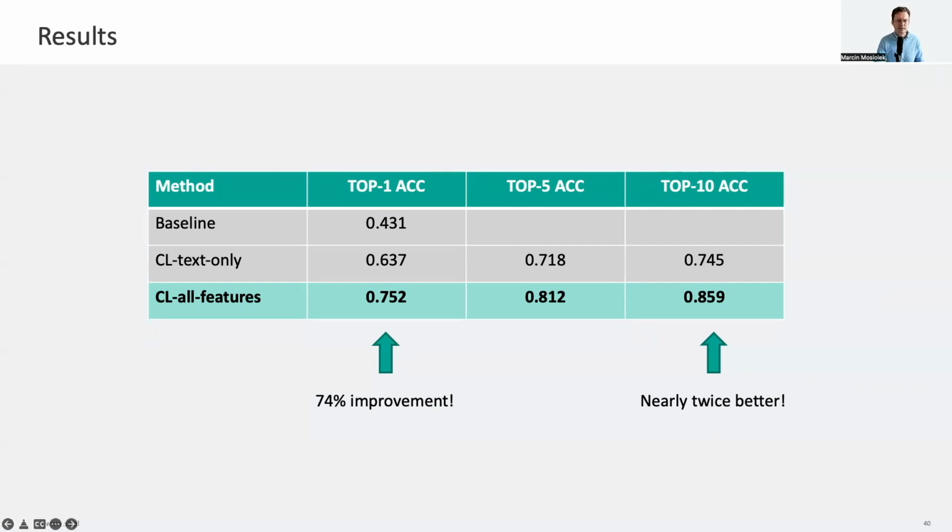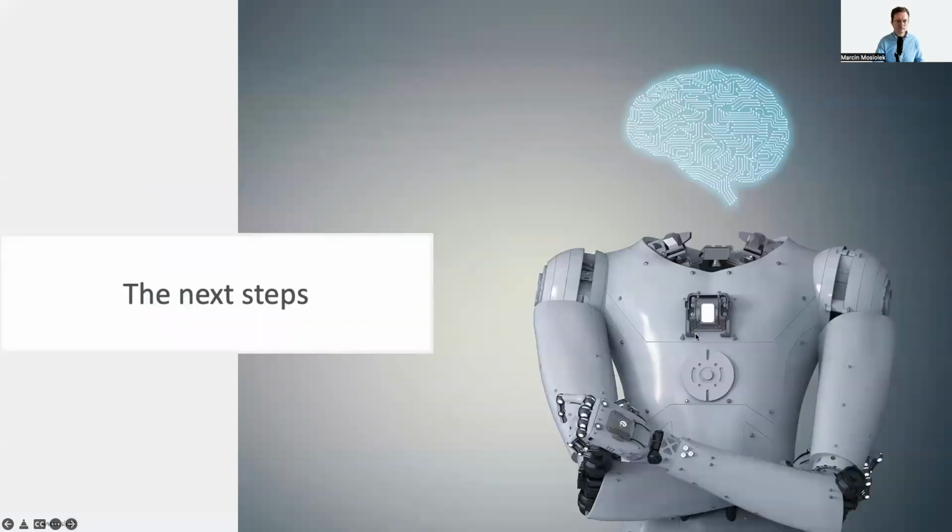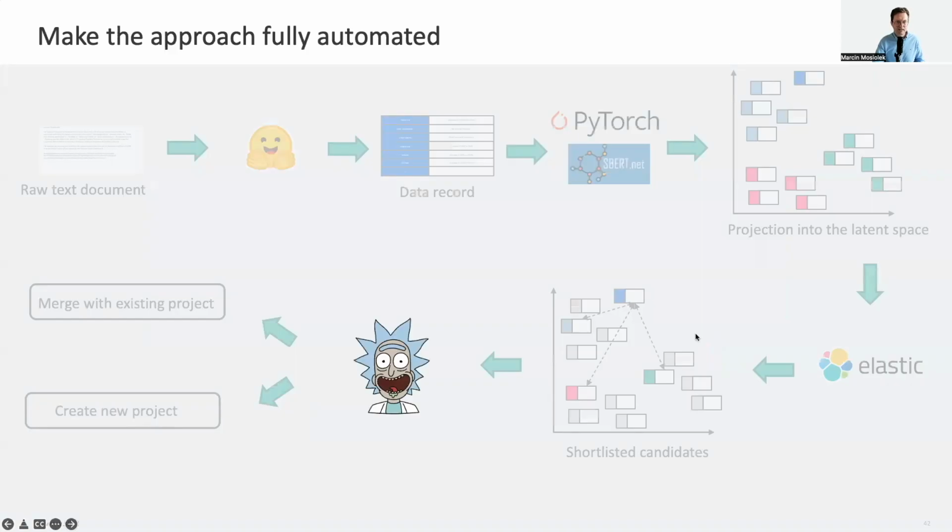The baseline is the previous algorithm that used to produce only a single candidate. Hence, we measure its performance only as top 1 accuracy. Our system offers a 74% improvement considering the top 1 accuracy and seems to perform twice as well if we consider top 10 results.